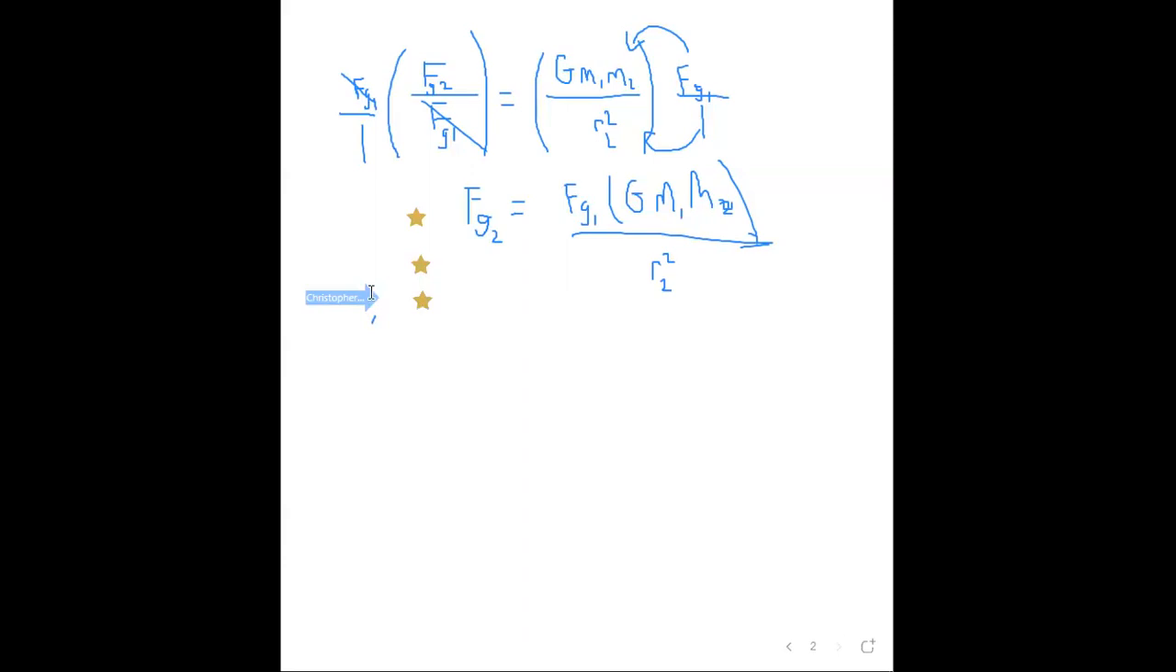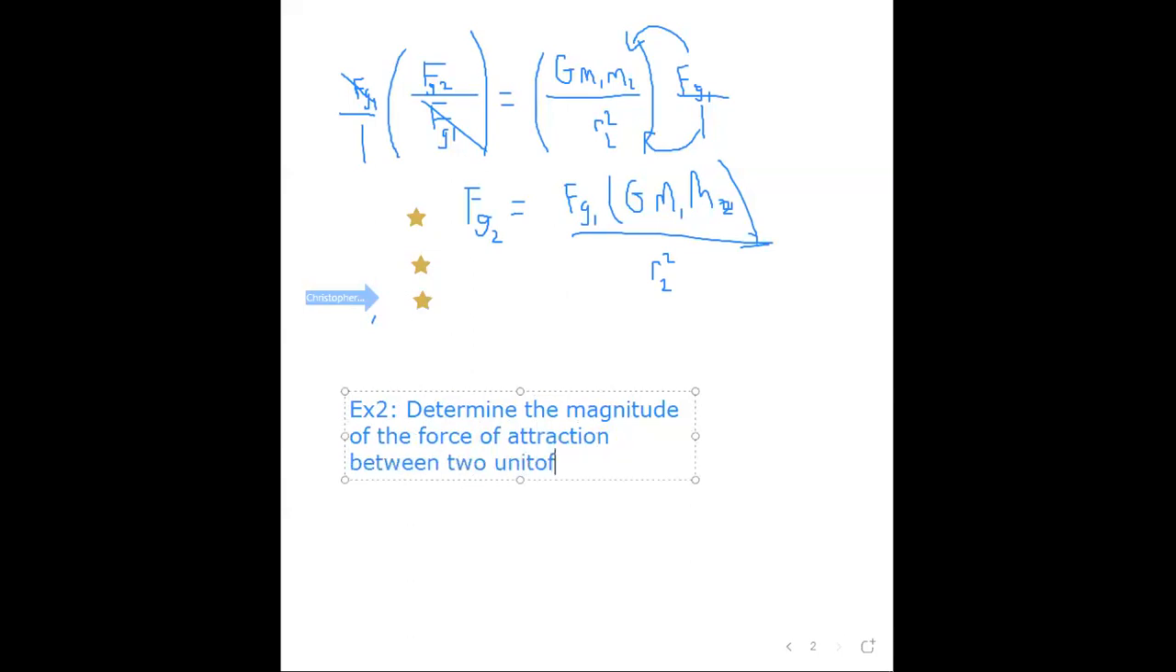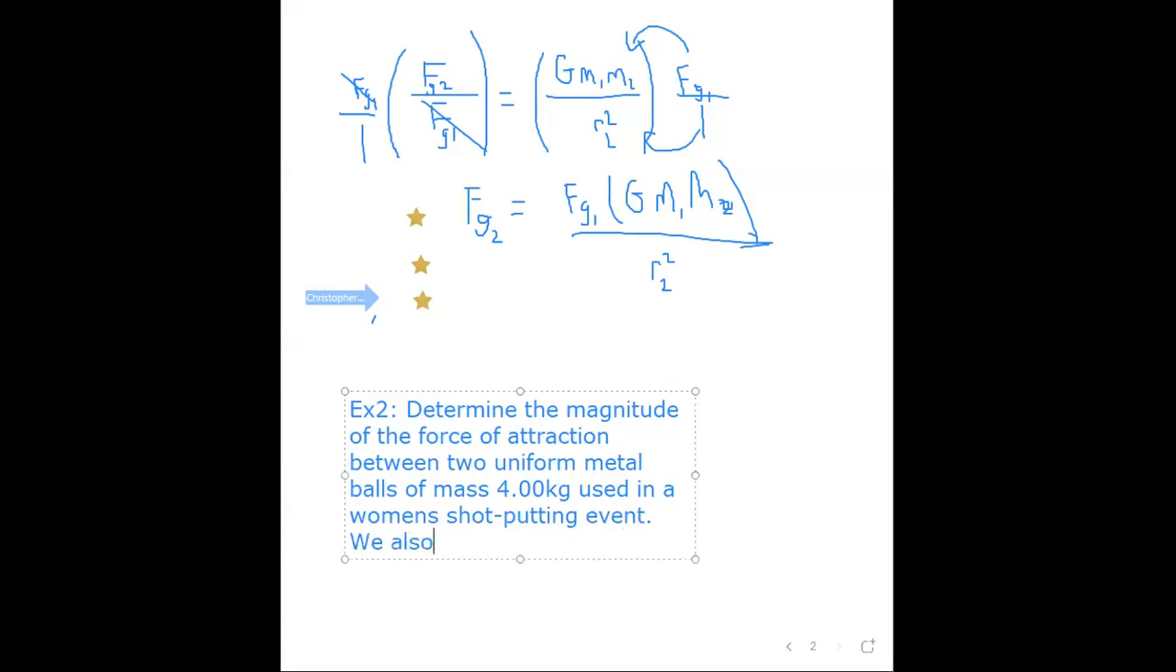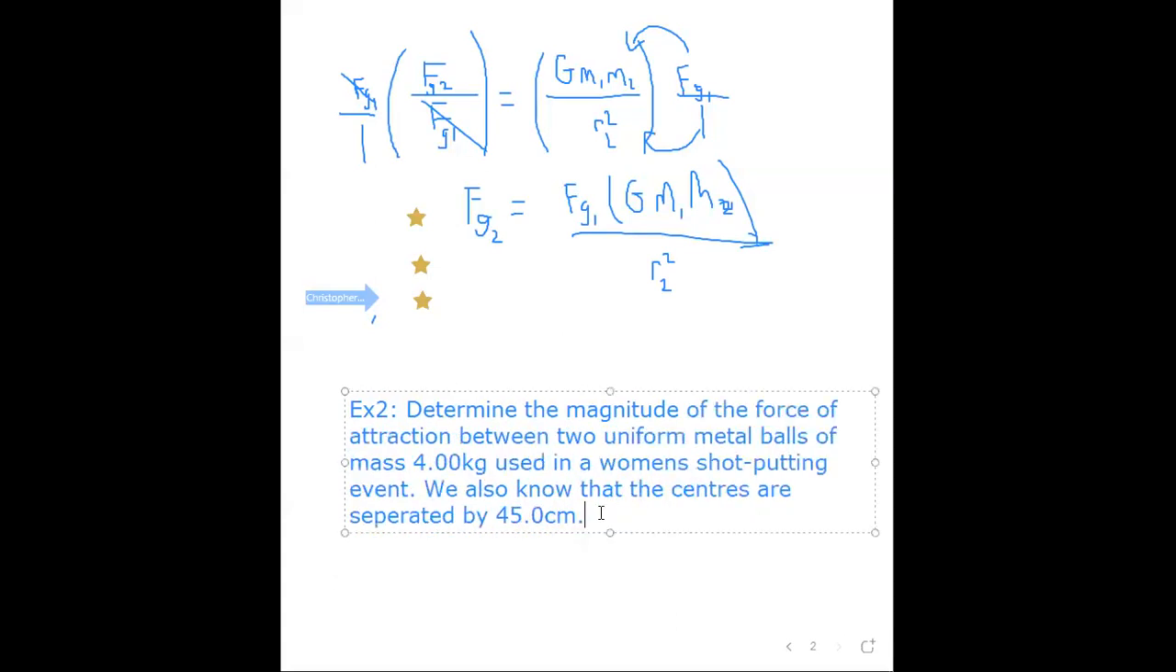Okay, let's go over another example. Example number 2. We have this question that says: determine the magnitude of the force of attraction between 2 uniform metal balls of mass 4.00 kilograms used in a woman's shot putting event. We also know that the centers are separated by 45.0 centimeters. So we're looking for the magnitude of force. Let's just use the GRASS method, and I'll use what we're given.